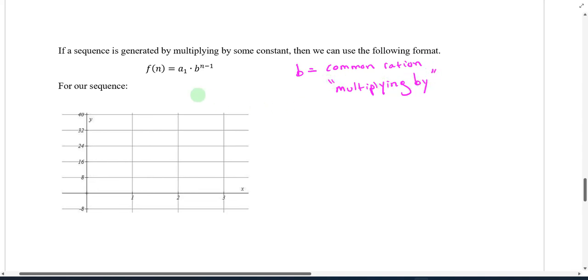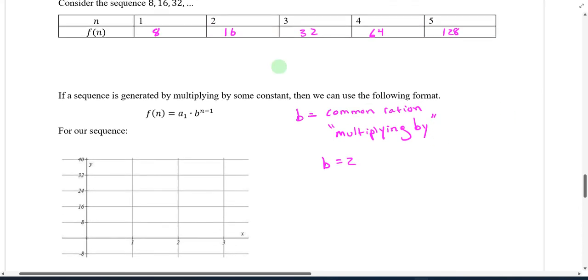All right, so when we say we're multiplying by 2, then we would say that b equals 2 for our sequence. Okay. Now remember our first term, if we go back up and look at our sequence real quick, our first term was 8, right? So this part of the equation, a sub 1, equals 8.